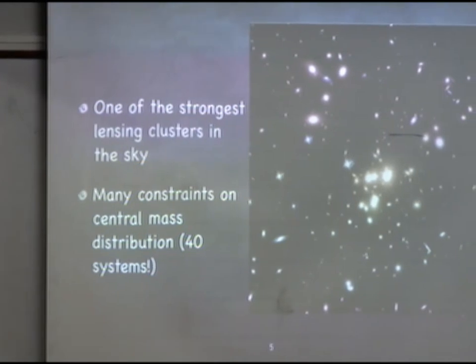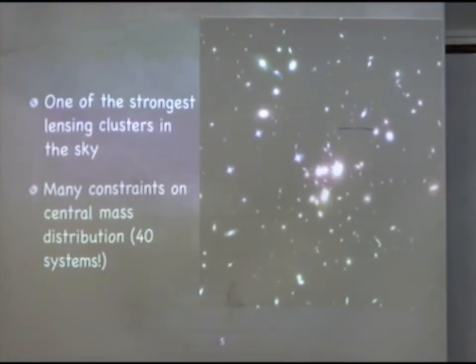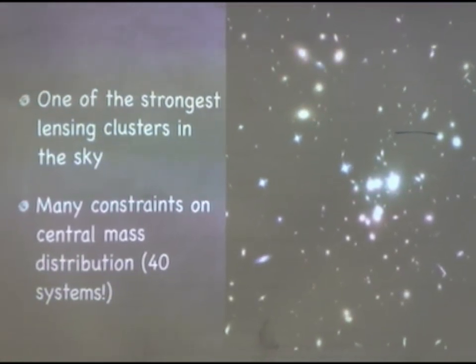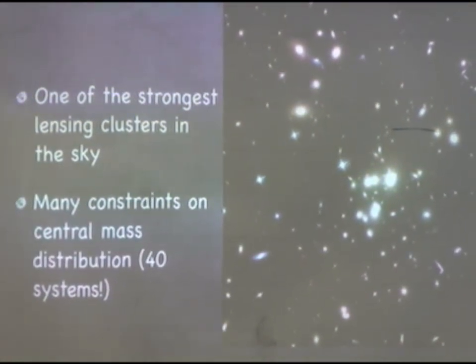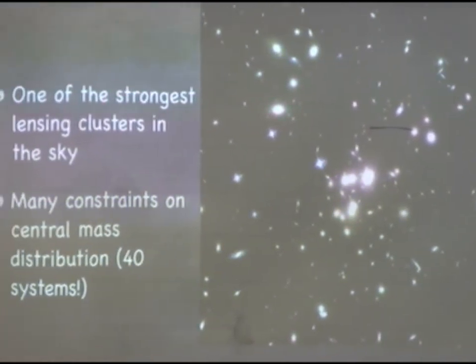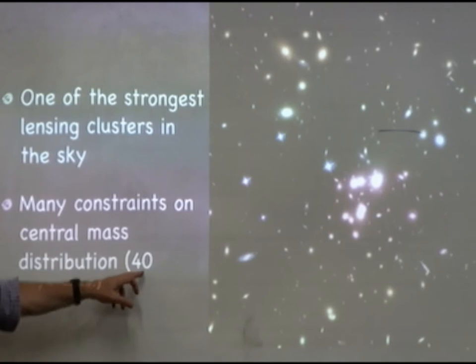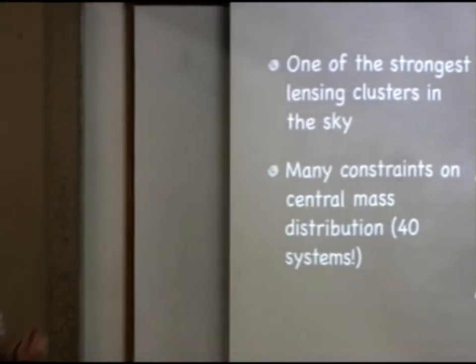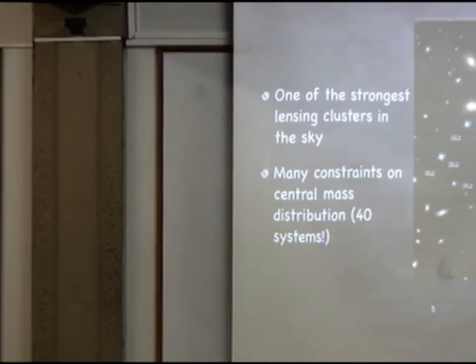So this is really one of the nicest and best studied clusters in the sky that we have. And it really has also a very rich phenomenology of strong lensing. So there are many constraints on the central mass distribution from strong lensing. There's more than 40 background galaxies that are multiply imaged. So each of those gives you a constraint on the lens model. So there's a tremendous amount of information there.